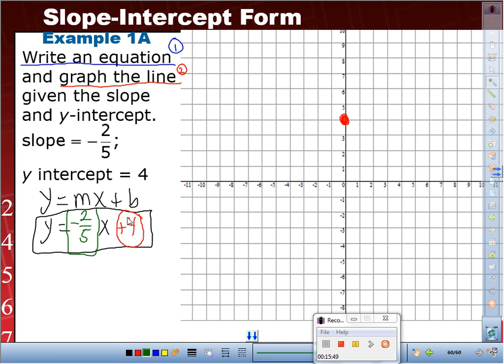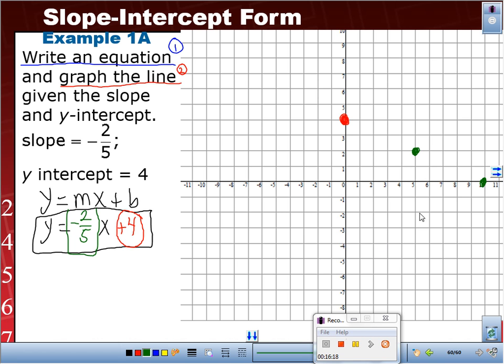But where do I start? At the point I already plotted. So watch. Starting here. 2 steps down, 1, 2, 5 to the right, 1, 2, 3, 4, 5. I plot my point. And guess what? I do it again from this point. 1, 2, 1, 2, 3, 4, 5. Do that yourself, please. And then after that, use your rulers and graph your line, which is step 4.